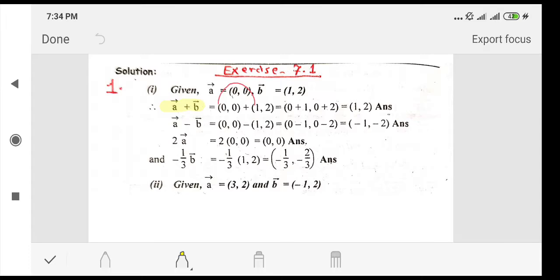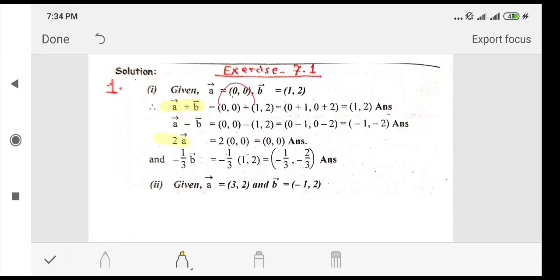Now we have to calculate vector a minus vector b. Vector a minus vector b will be 0 comma 0 minus 1 comma 2. Here again we follow the same rule as in addition: first minus first comma second minus second. So 0 minus 1 comma 0 minus 2 will give minus 1 comma minus 2.